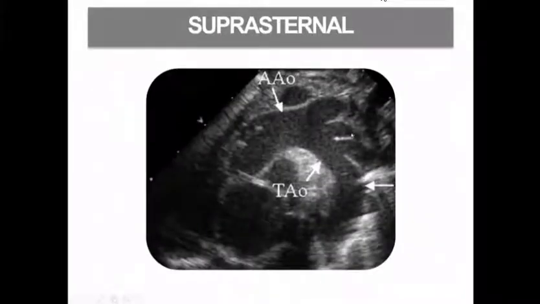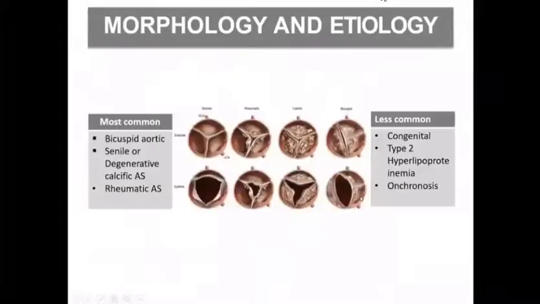Another important view is the suprasternal view, because a bicuspid aortic valve is usually associated with coarctation of the aorta. So in all patients who have aortic stenosis, you should look in the suprasternal view to see any dilatation of the ascending aorta and to look for coarctation.